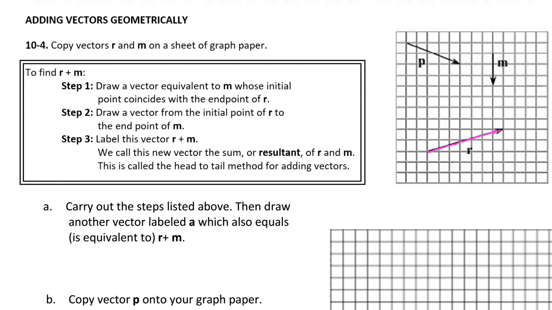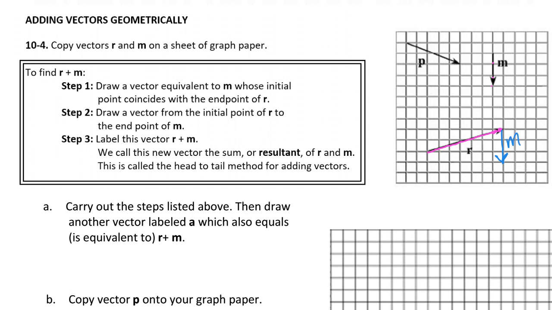And what I'm going to do is at the end of R, it says we're going to draw the vector the same length and direction as M. Okay, so M is 1, 2, 3 units straight south. So we're going to go 1, 2, 3. So this is M.